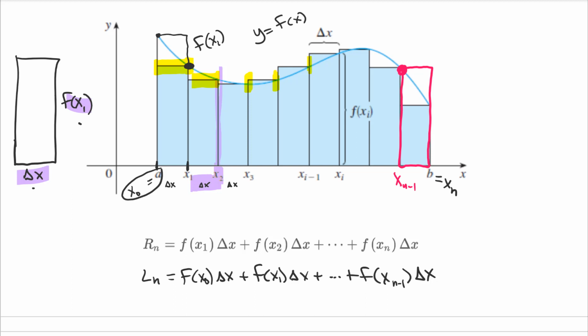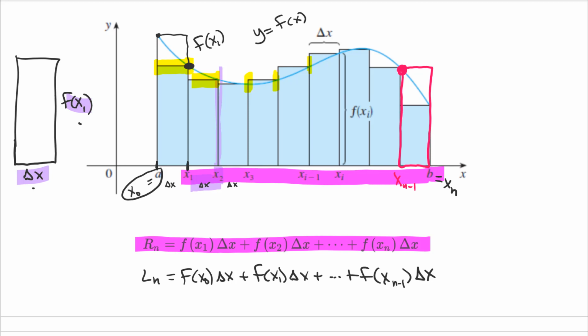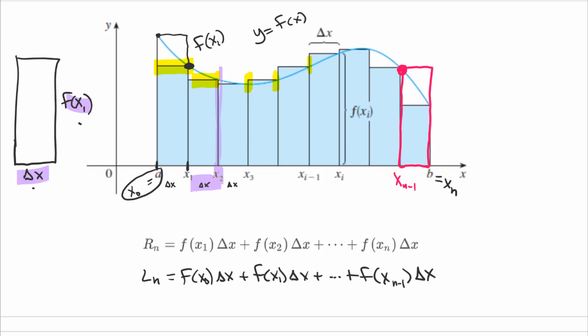But the one on the right uses all the values of x on the right-hand side. The one on the left is going to use all the values on the left-hand side, but not up to the far right one. So there are the two little estimations, and we'll play around and use them in the next one.